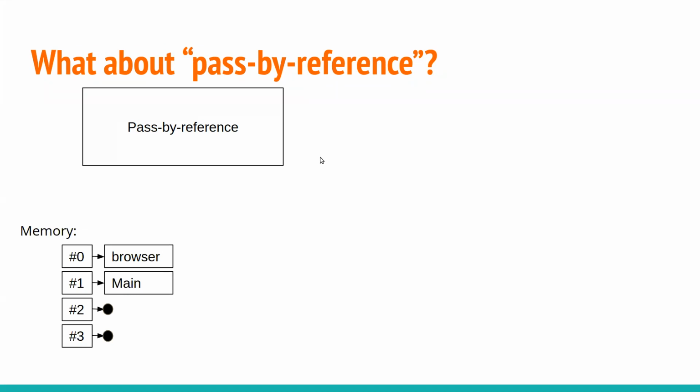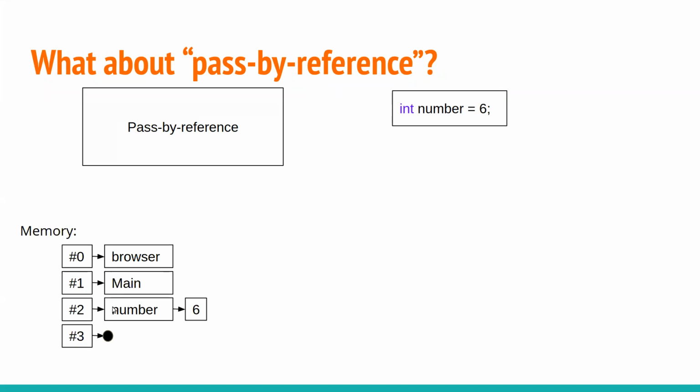Okay. So I've got the same sort of idea of memory in the bottom right. So memory at address space 2 is empty again, and memory at address space 3 is empty again. All right. We say int number equals 6. So at address space 2, we create number. That's the same as last time.